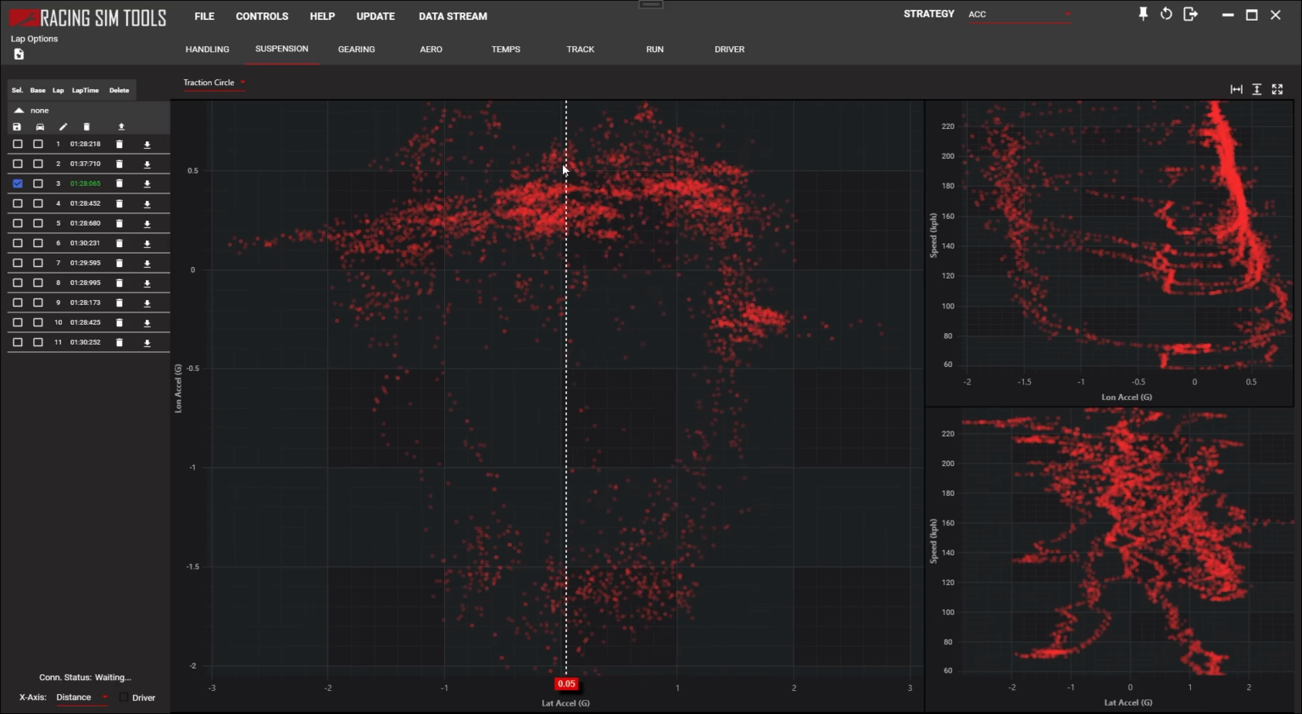So if we look at the traction circle for a lap at Donington, I just selected my quickest lap, which is a 1:28. I did some practice here for a race, I don't remember when, but I think it's probably for SRO. Let's go ahead and look at the traction circle. You can see there are some regions of this traction circle where we're spending a little bit more time.